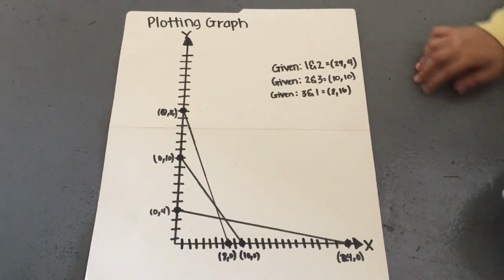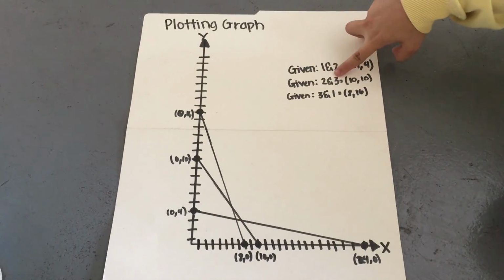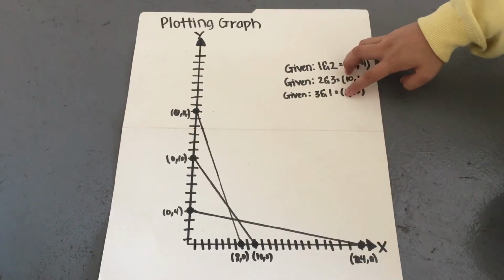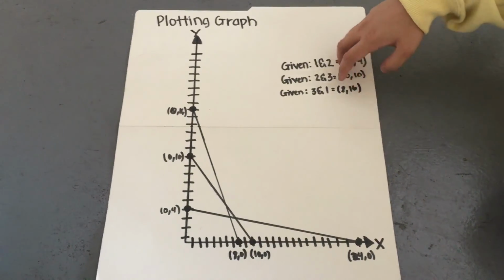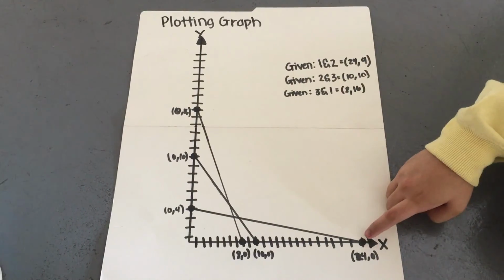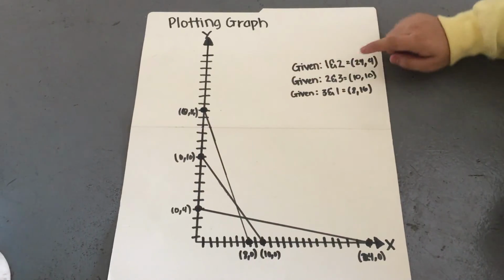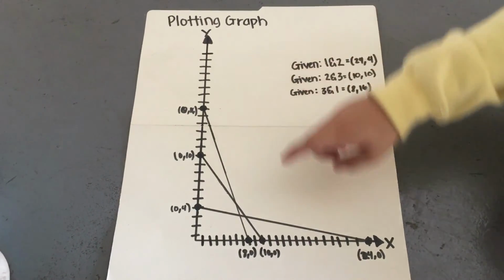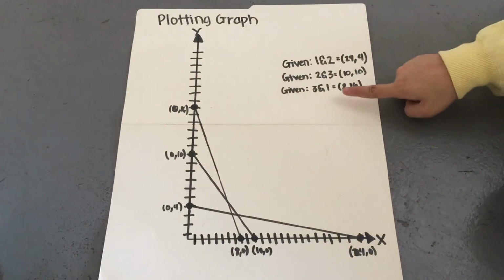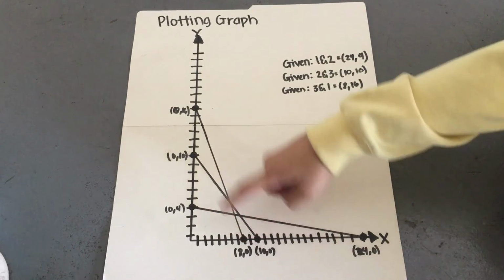The answers in given 1 and 2 are 24 and 4, in given 2 and 3 are 10 and 10, and in given 3 and 1 are 8 and 16. So we're going to plot these on the graph. For given 1 and 2, the x-intercept is plotted here, while the y-intercept is plotted here. For given 2 and 3, the x-intercept is plotted here, while the y-intercept is here. For given 3 and 1, the x-intercept is plotted here, while the y-intercept is here.